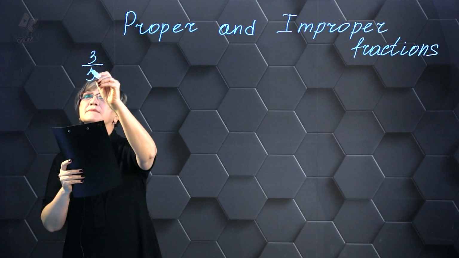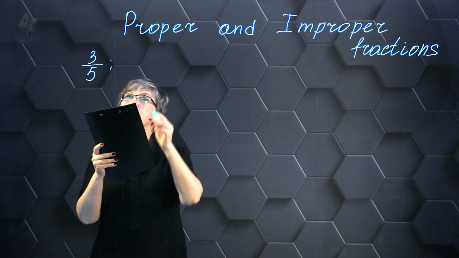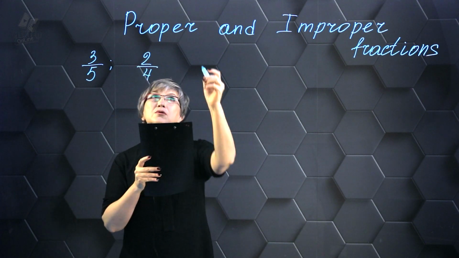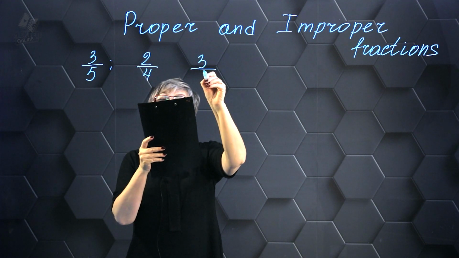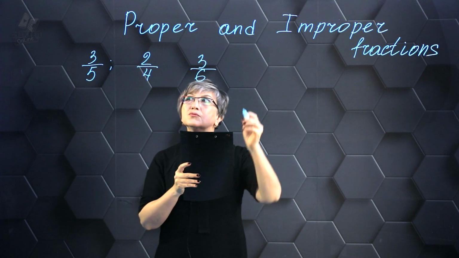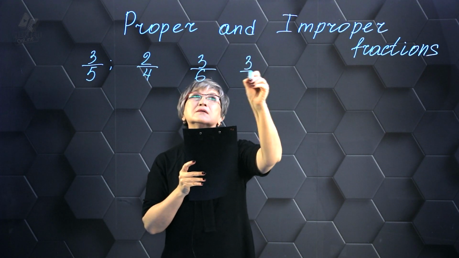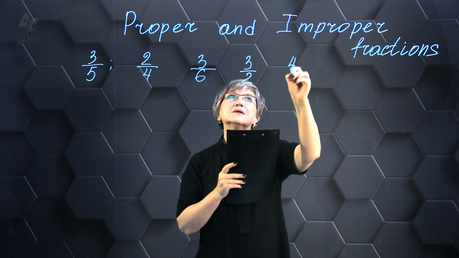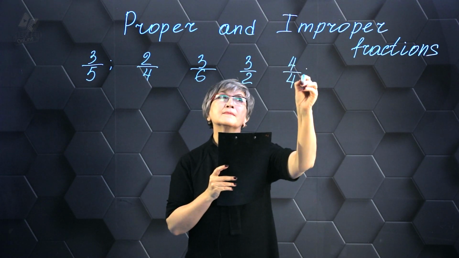3/5 will be included. One more fraction, 2/4. Moving on, we have another fraction, 3/6. The next fraction is 3/3 and another fraction is 4/4. Each fraction represents a distinct part of a whole.